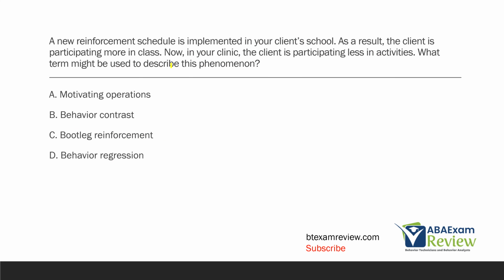A new reinforcement schedule is implemented in your client's school. As a result, the client is participating more in class. Now, in your clinic, the client is participating less in activities. What term might be used to describe this phenomenon? Let's think about the phenomenon occurring here. A reinforcement schedule is implemented in school. The client participates more. In the other environment, the clinic, the client is participating less. There's a very specific term for this phenomenon where behavior changes in one setting, it changes the opposite way in the other setting. What do we call that?